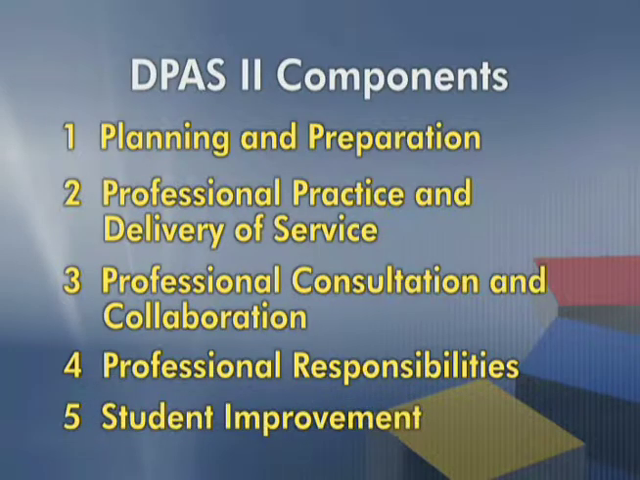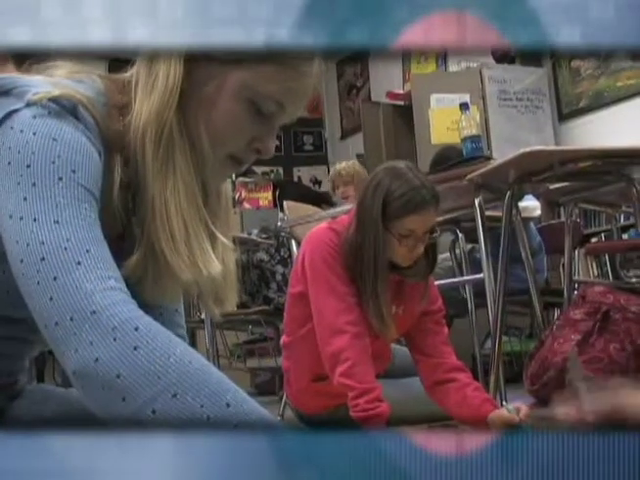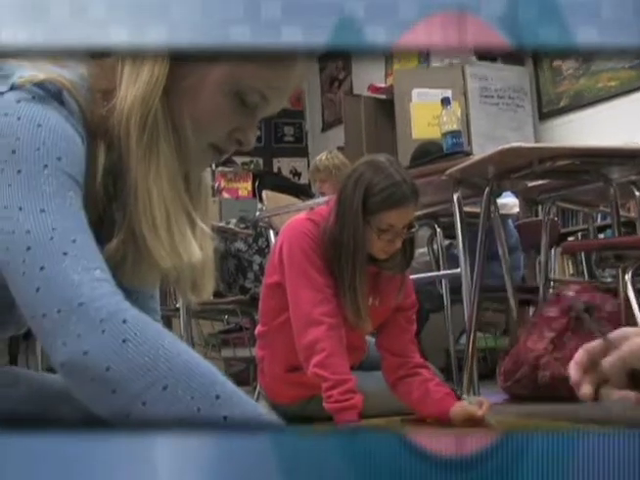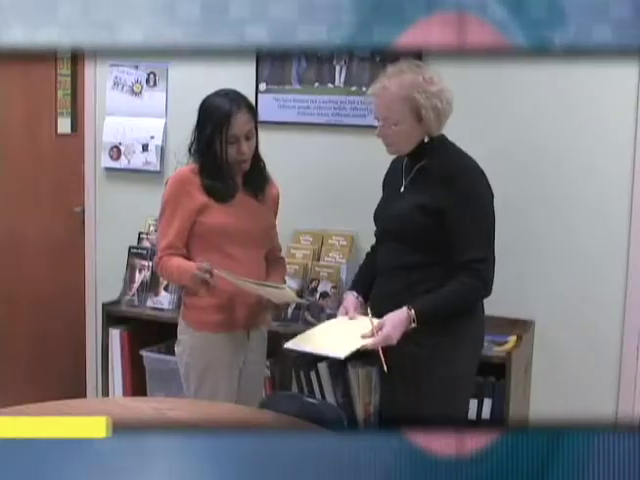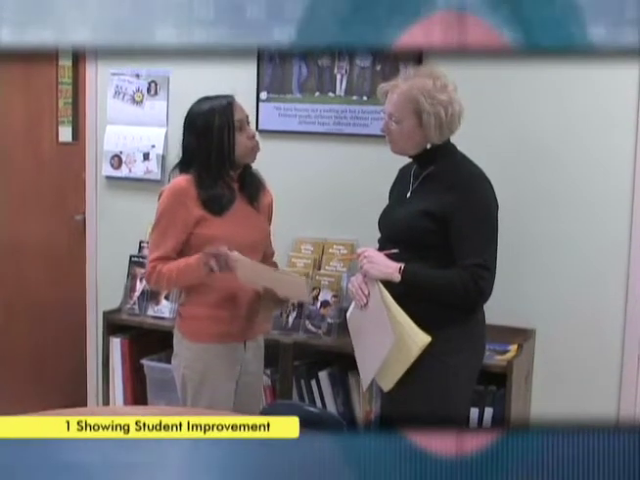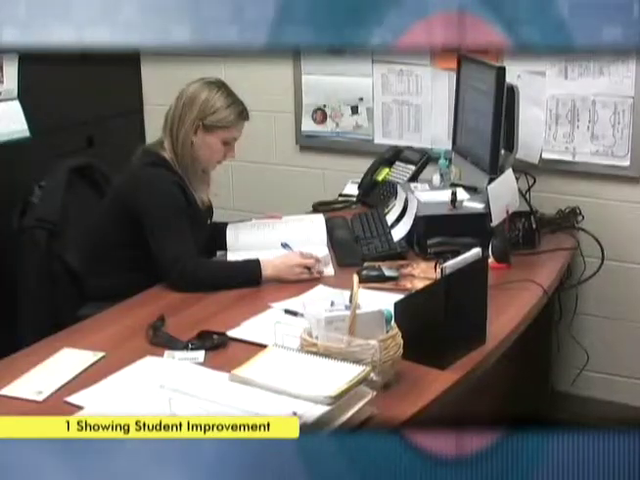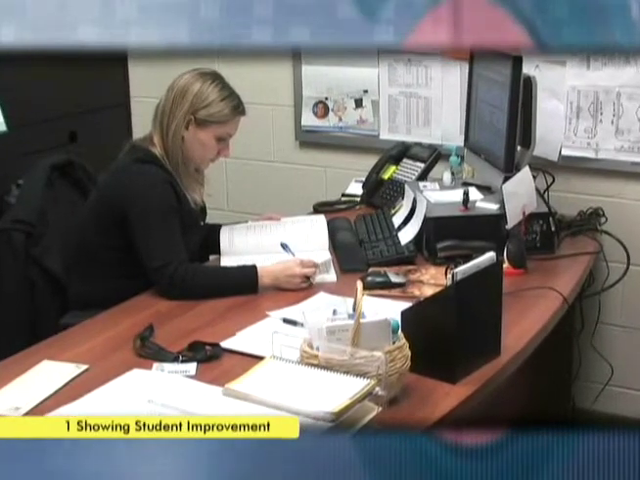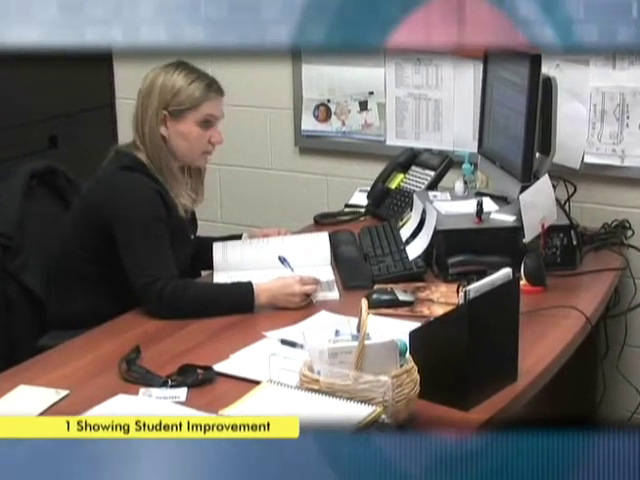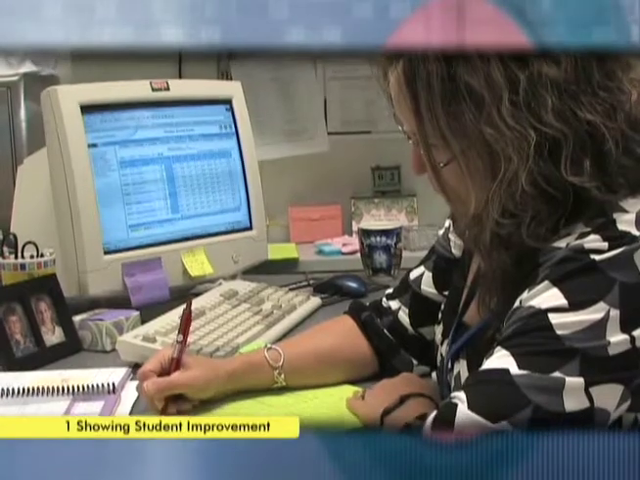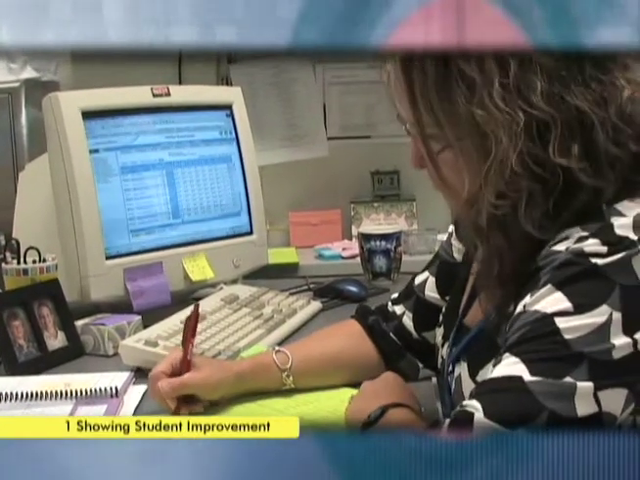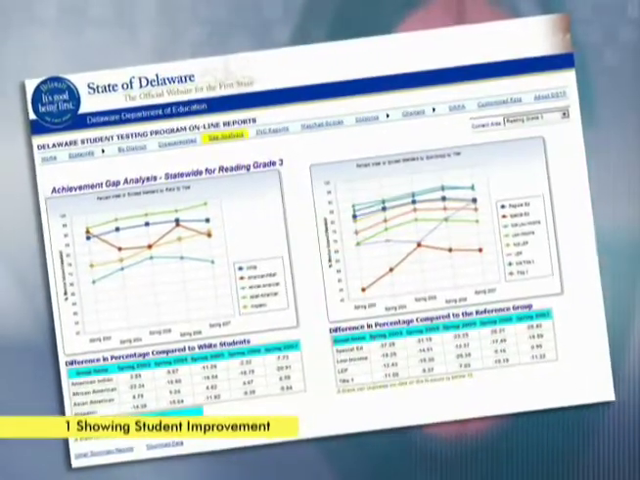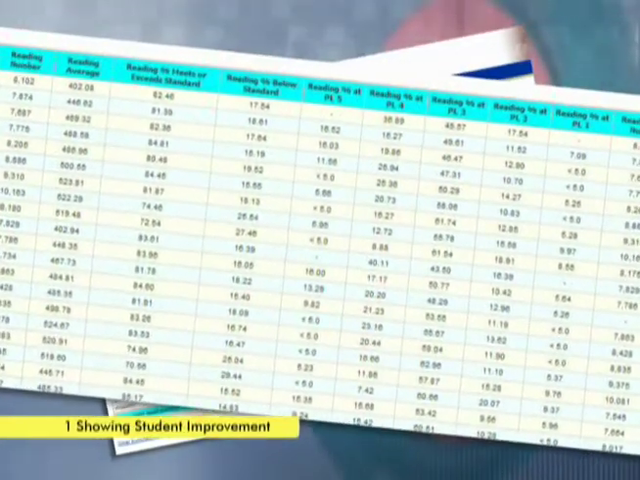Component 5, Student Improvement, is the primary purpose of DPAS II. Its 4 elements are: showing student improvement. The specialist uses school or district goals from the school or district improvement process to set his or her annual data-driven goals for student improvement. Data used to establish goals shall include school or district accountability data, state assessment data where available, and other assessment data where available.